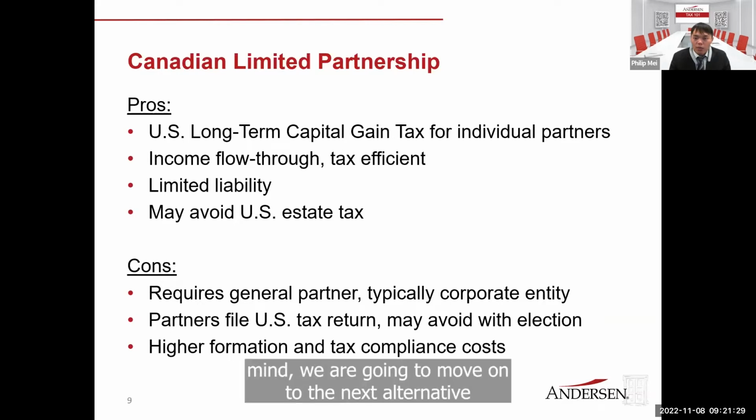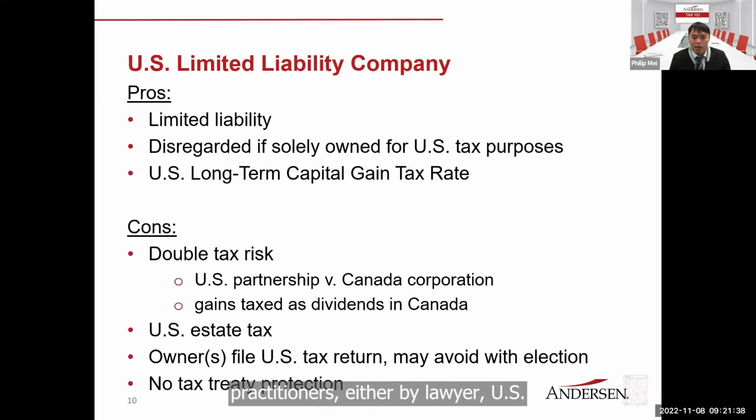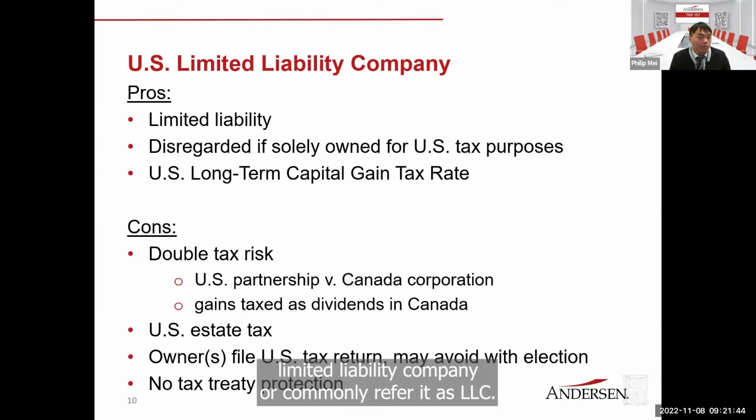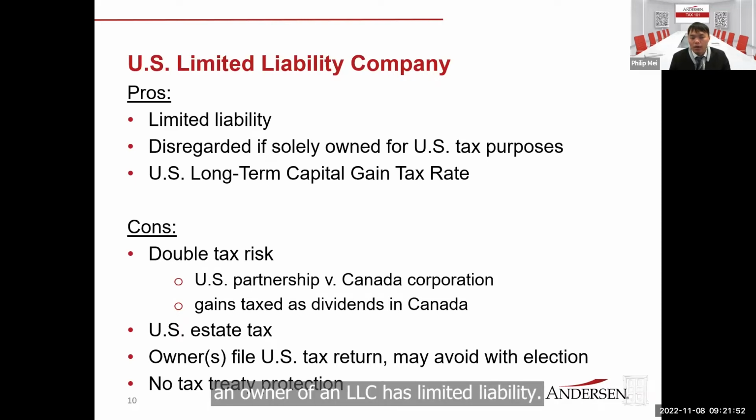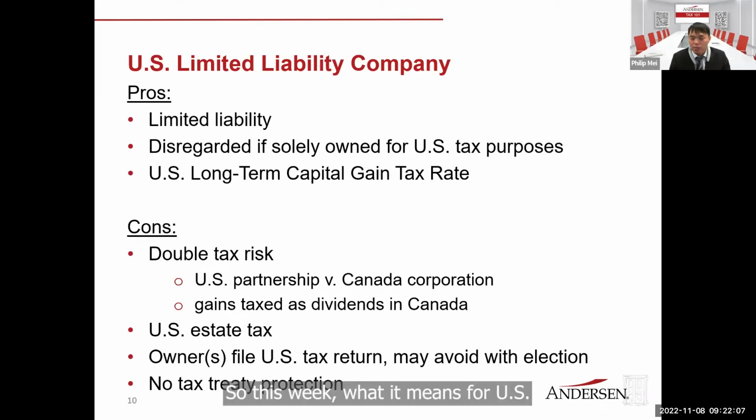So with that in mind, we are going to move on to the next alternative that is really well recommended by a lot of US practitioners, either lawyers or US accountants. The first thing they think of is something called a US limited liability company, or commonly referred to as an LLC. As the name suggests, an owner of an LLC has limited liability. Another feature that is not so well known is that the LLC could be disregarded if it only has one owner. Disregarded means for US tax purposes, it is essentially nothing.